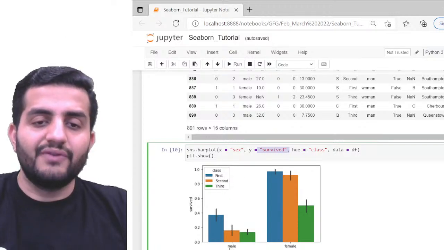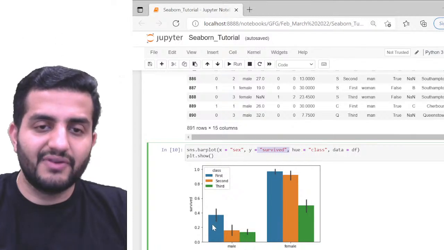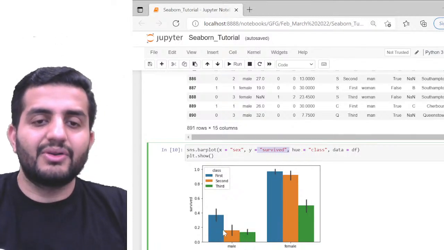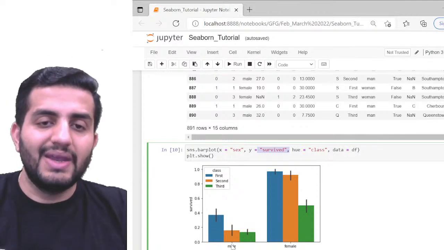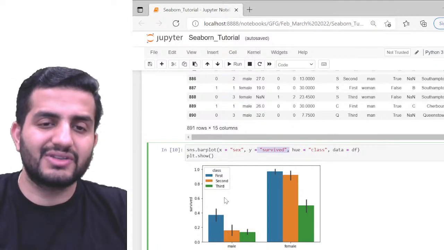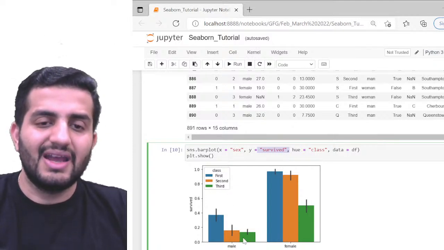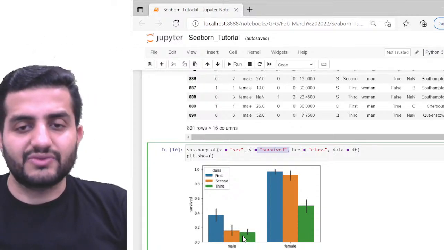Okay. So now for the males, you can see that the blue is first class, second class, third class. So the first class are saved the maximum times. Almost 40% of the males survived are from first class, and then likewise we have the second class, almost 20%, and I would say this is what the density shows for me.